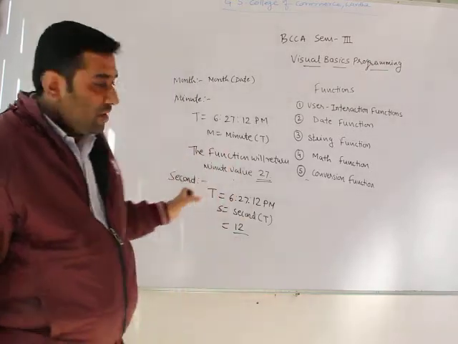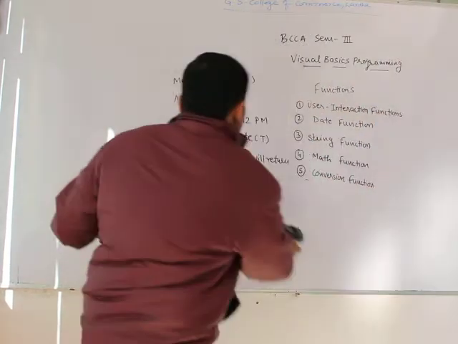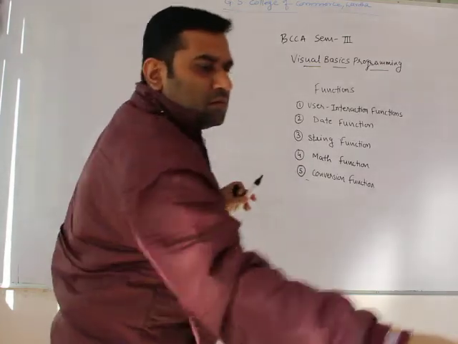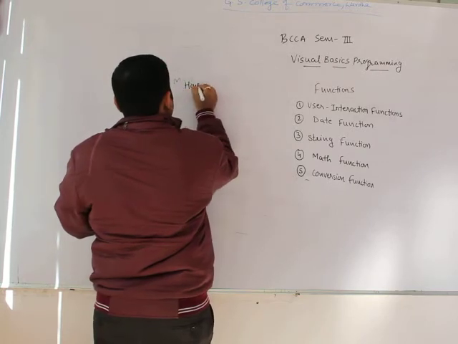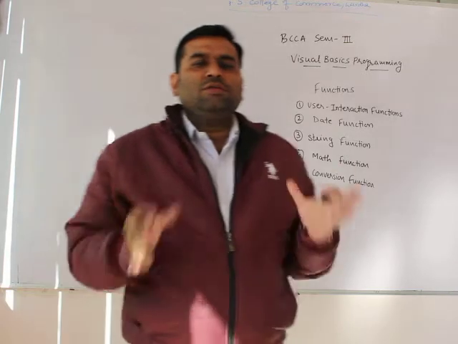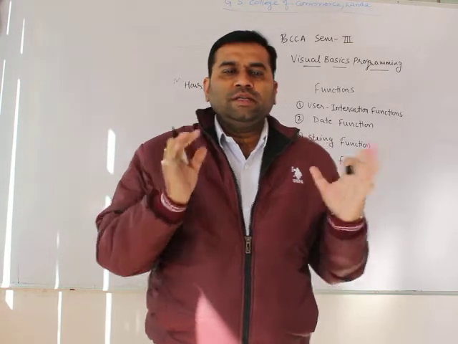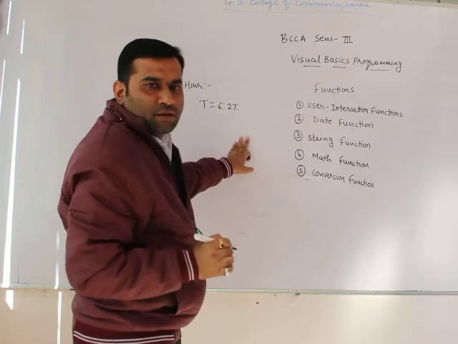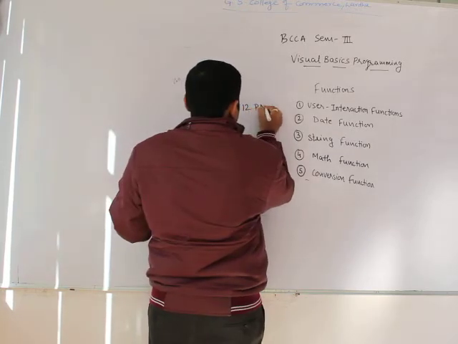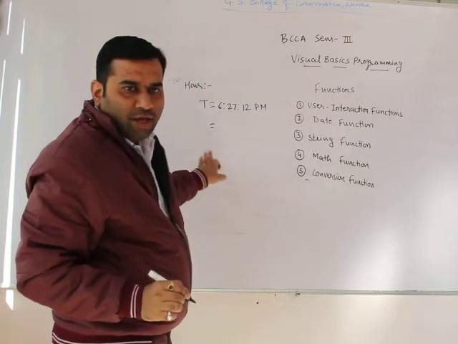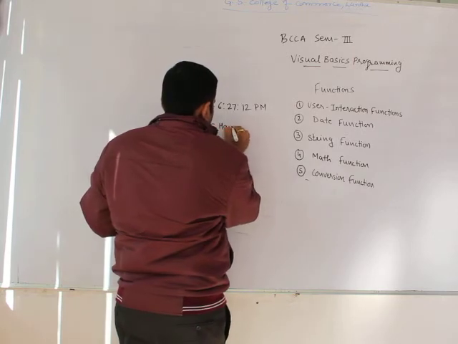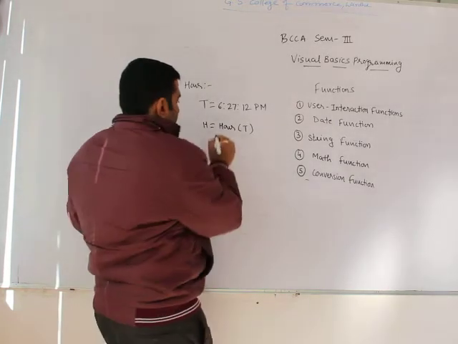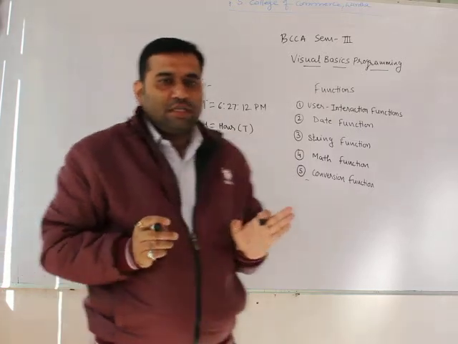Next is the hour function. This function also returns an integer which represents the current hour. T equal to 6:27 and 12 seconds, H equal to hour of T. Then how many hours? It returns 6 hours.